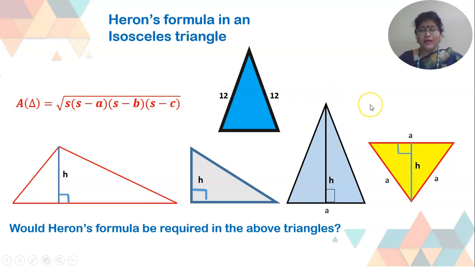So, I want you to remember this, that you need not use Heron's formula in every triangle. When will you use Heron's formula? You use it only if you have to calculate the area of the triangle and if the height of the triangle is not known to you, but the three sides of the triangle are known.